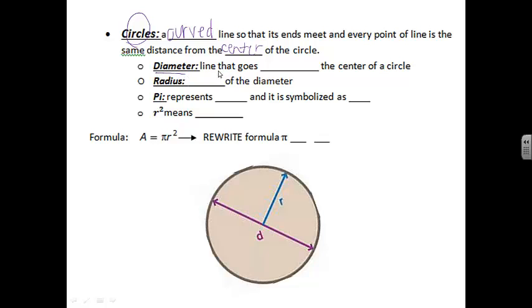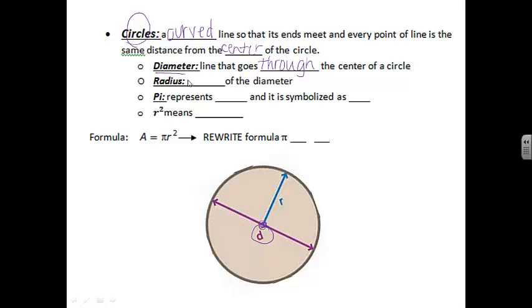Diameter means that it's the line that goes through the center of the circle. Everyone see the D down here? This is my diameter. It goes through the middle of the circle. Here's my center. It goes through the whole thing, from side to side.